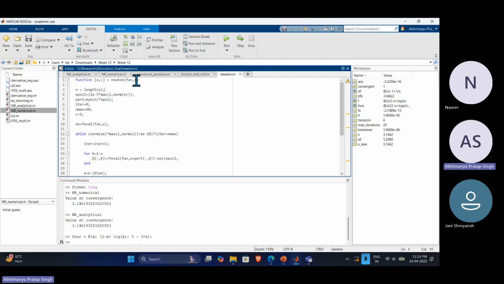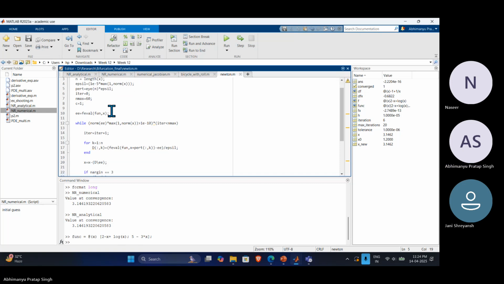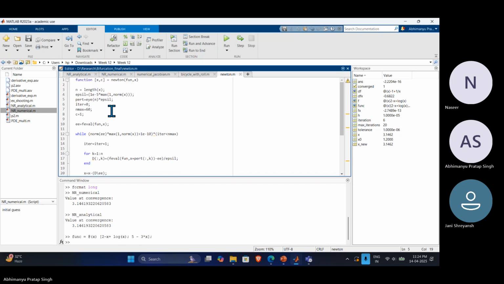Whatever x is here, it is the initial condition that I'm giving. If I'm giving a 2 cross 1 vector of initial conditions, that means I'm solving for two variables. Epsilon is just a small perturbation that I will be giving. Okay, let me go back to my iPad so that I can explain this to you better.